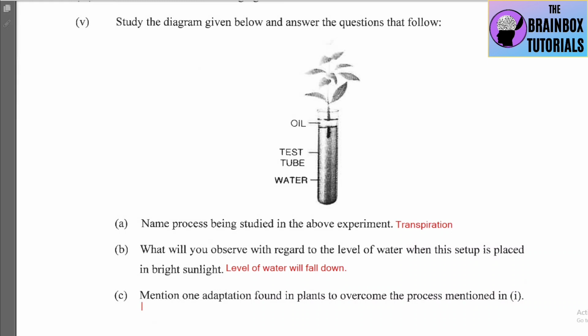Part C is mention one adaptation found in plants to overcome the process mentioned in 1. That means what is the adaptation used by plants to overcome transpiration? So there are many, but here it is written only one, so we can write shrunken stomata. Otherwise, you could have written fewer stomata. Then narrow leaves. There are many, so you can use any one of them.